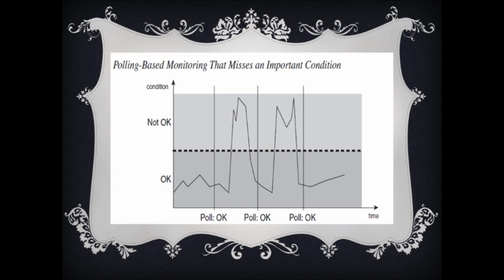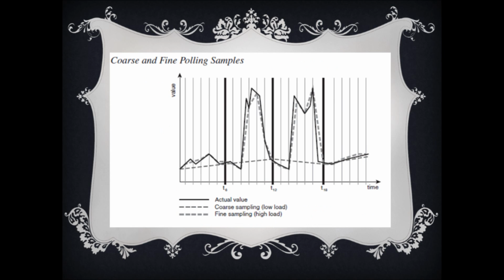In one case, the polling occurs only at times T6, T12, and T18. In the other case, it occurs at every interval. Coarse and fine polling samples. In real life, instead of constantly watching a pot while heating water for a cup of tea, you can use a teapot that whistles to alert you when it boils. Similarly, many devices offer capabilities to alert a management application if a certain pre-programmed condition occurs, such as when a gauge crosses a certain threshold.